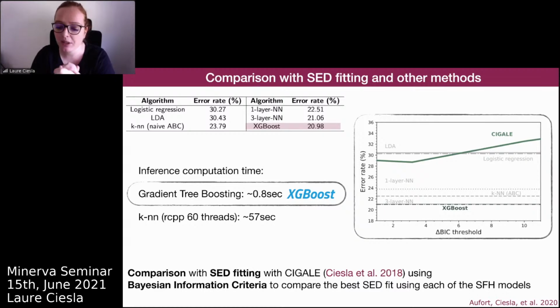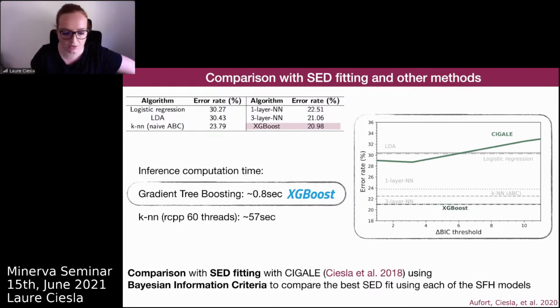But if I compare with the method I used in 2019, it's the green line you can see on the right plot. You can see that clearly with our statistical approach, with the ABC, we can do way better. We were at best at 29% error rate, and we went down to 21%.